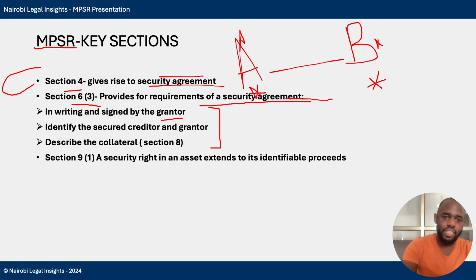Then, of course, Section 8 becomes very important because any collateral, any movable asset that is being used as security must be properly described so that if there is an issue of default and person B is going to be enforcing their security right, the collateral has to be well known, well described. So again, this section must be paid close attention to.